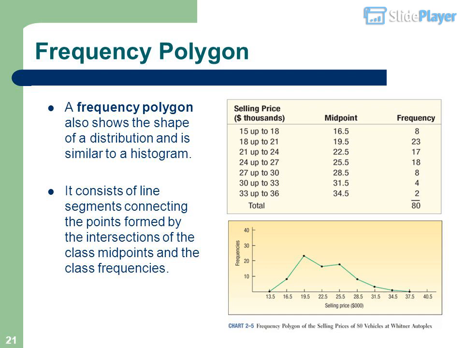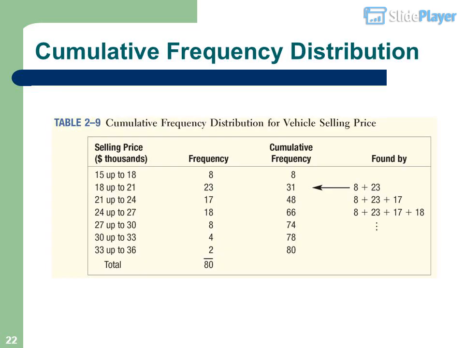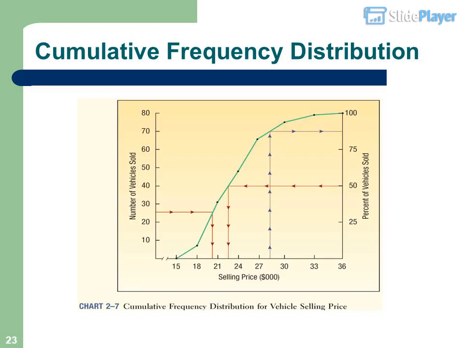Frequency polygon. A frequency polygon also shows the shape of a distribution and is similar to a histogram. It consists of line segments connecting the points formed by the intersections of the class midpoints and the class frequencies. Cumulative frequency distribution.